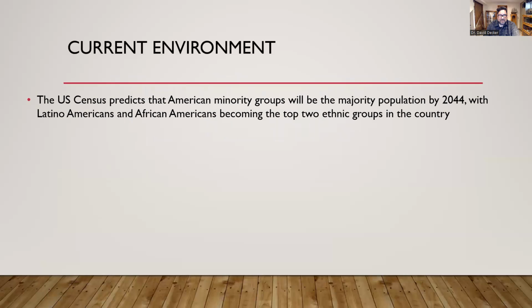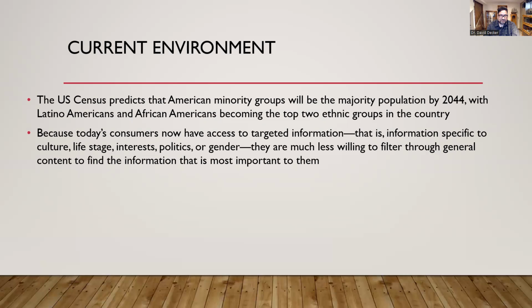So here in the current environment, many of you know that what the census predicts, American minority groups will be the majority population by 2024, with Latino Americans and African Americans becoming the top two ethnic groups in the country. Sharing this just so that you know that that tide is coming, in the sense that at some point, the majority of the folks that you're going to need to market to will not be the folks that you have traditionally had at the university foundations in the past.